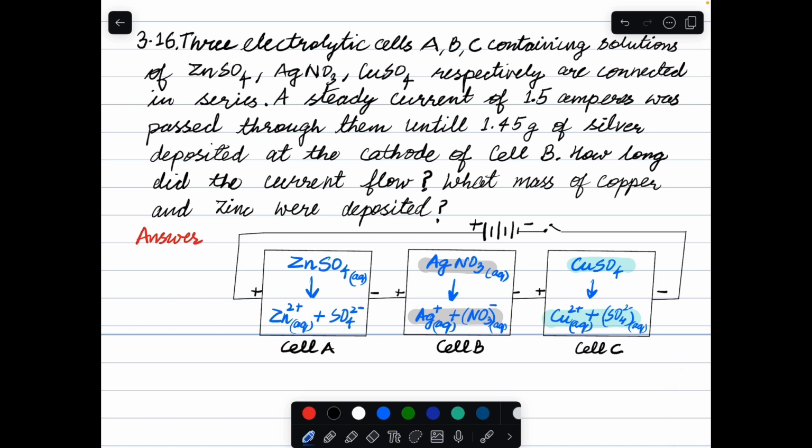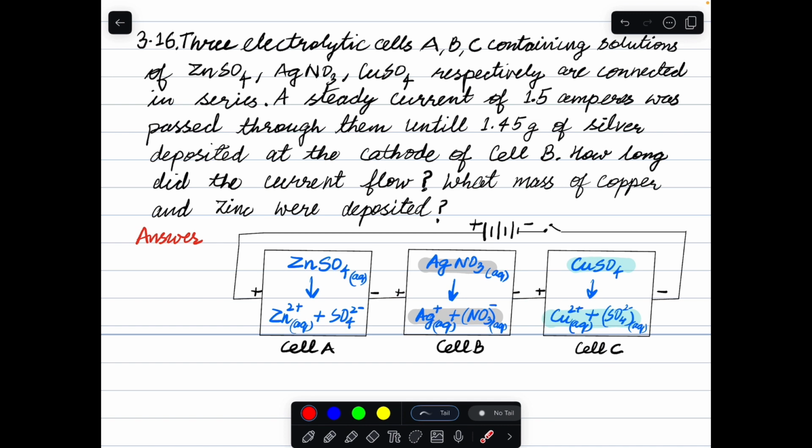Next question. In the next question, they have given that 3 electrolytic cells A, B, C containing solutions of zinc sulfate, silver nitrate and copper sulfate respectively are connected in series. Okay, so I have depicted here with the help of a diagram. You need not draw it, but this is just for your understanding. So we have 3 cells A, B and C.